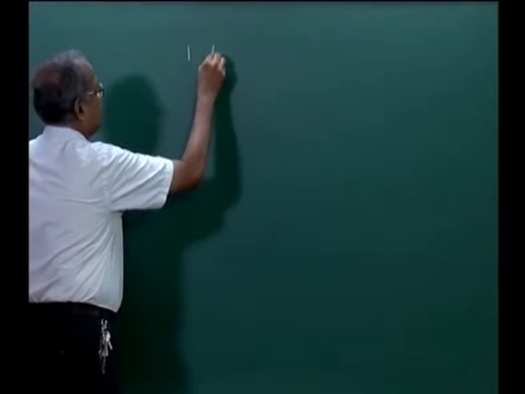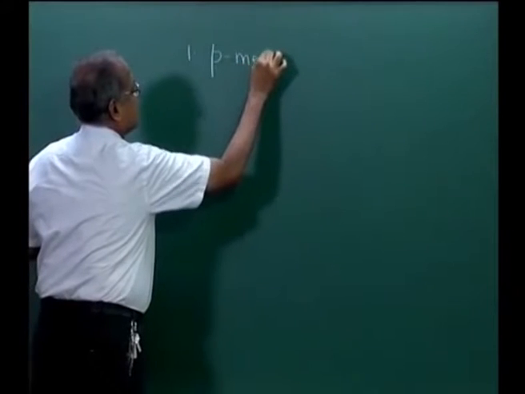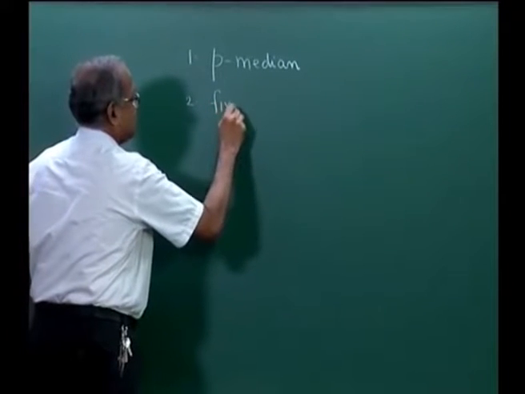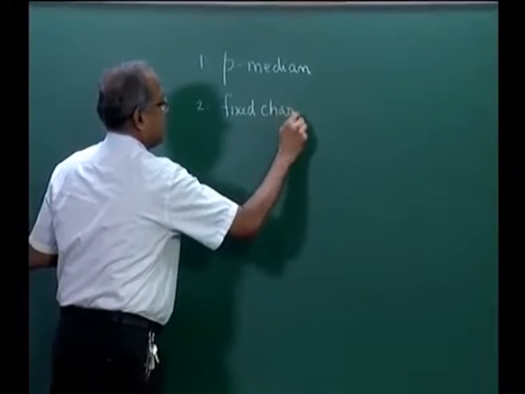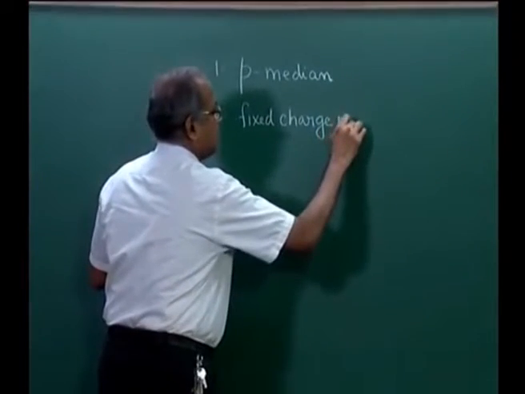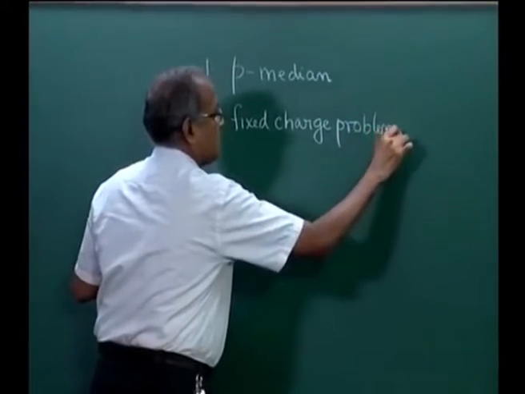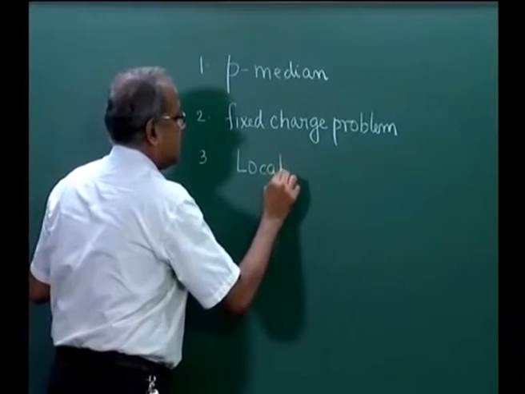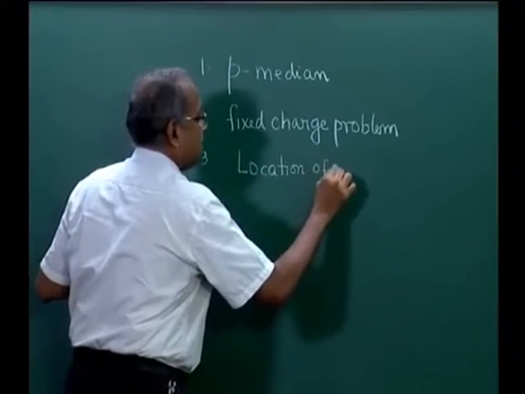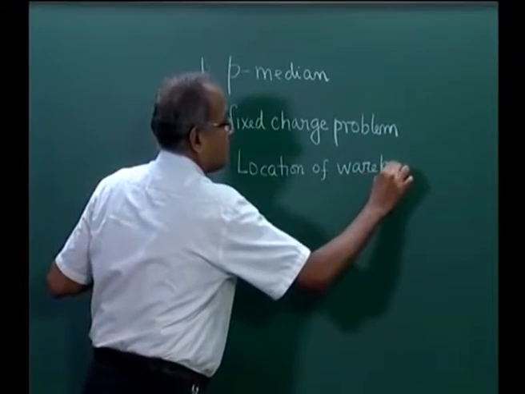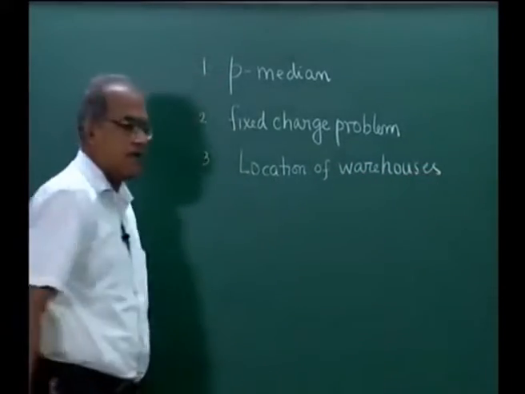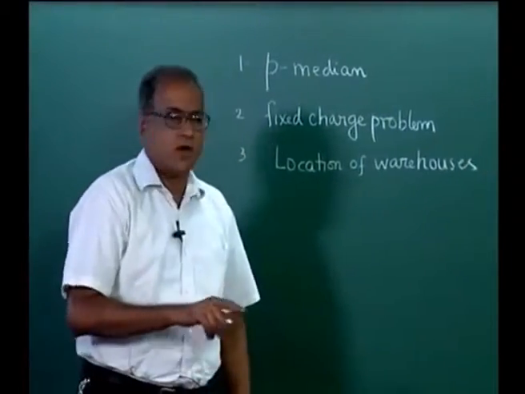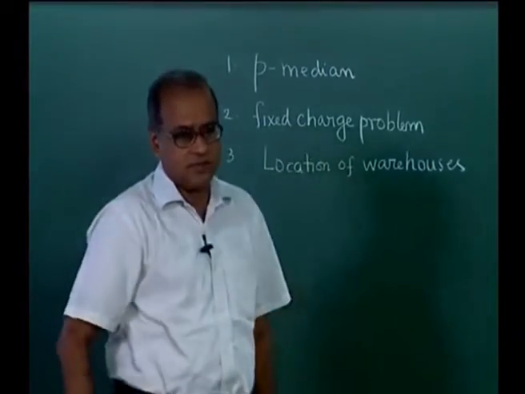So, we have seen the P median model, we have seen the fixed charge problem, and we have seen location of multiple facilities or location of warehouses earlier in this course through the location models. Now, we will see a few more location models and try to link them with this.